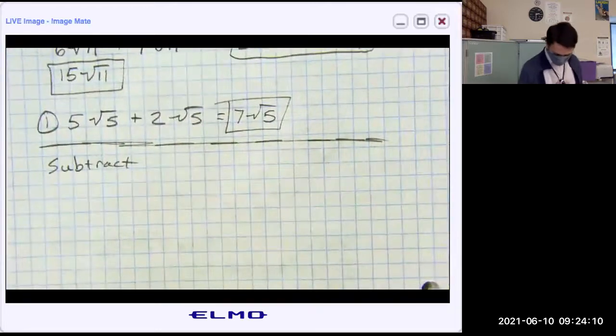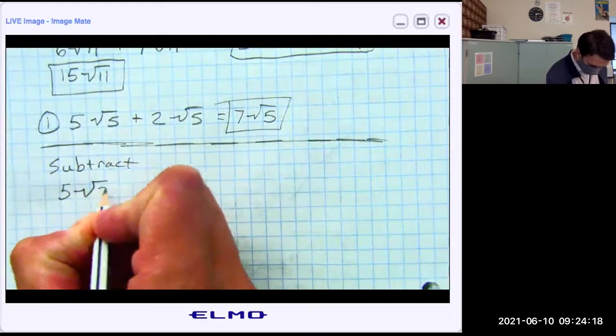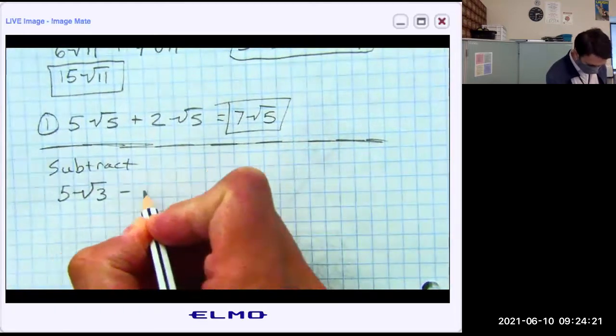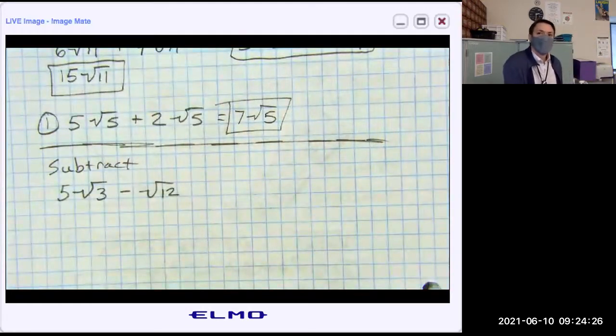Well, it looks like this. 5 root 3 minus the square root of 12. Now, there's an extra step in here. The 5 square root of 3, you can already tell that's simplified. The 3 is a prime number, the 5 is on the outside, but the 12 isn't prime. We can simplify the 12 before we try to solve this problem. So we actually need to do our simplifying first.